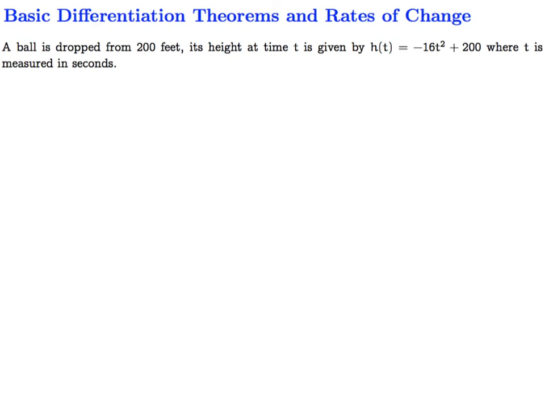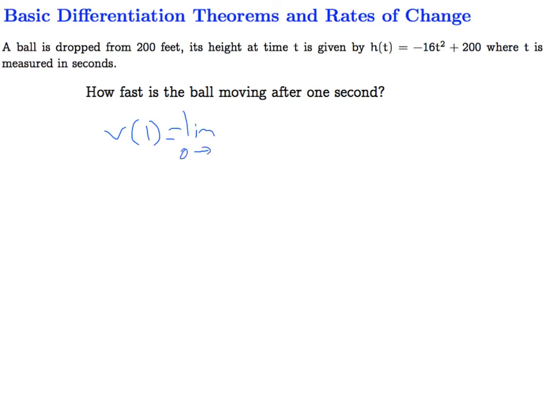So here we have a very typical problem. A ball is dropped from 200 feet. Its height at time t is given by h of t equals negative 16t squared plus 200, using the formula from previously, where t is measured in seconds. A very typical question is how fast is the ball moving after 1 second? And so what you might say is, oh, well, this isn't so bad. The velocity after 1 second is, well, I bust out my limit definition here: the limit as delta t approaches 0 of h of 1 plus delta t minus h of 1, all over delta t equals, but, well, what is this thing?